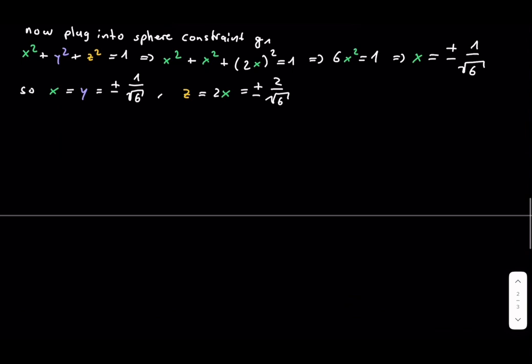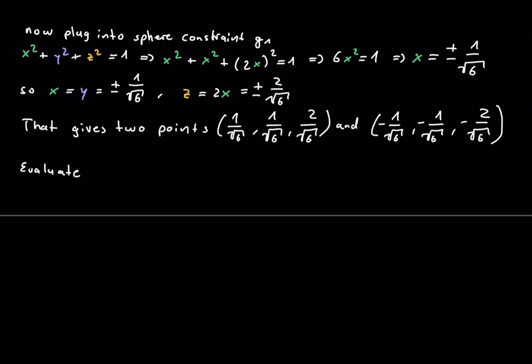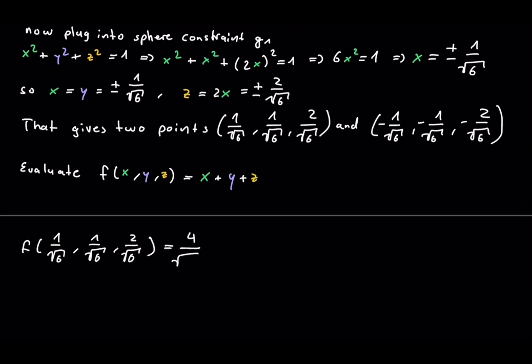That gives 2 points. 1 over square root of 6, 1 over square root of 6, 2 over square root of 6. And its opposite, negative 1 over square root of 6, negative 1 over square root of 6, negative 2 over square root of 6. Evaluate f equals x plus y plus z, which is 4x. At the positive point, f equals 4 over square root of 6. That's the maximum. At the negative point, f equals negative 4 over square root of 6.